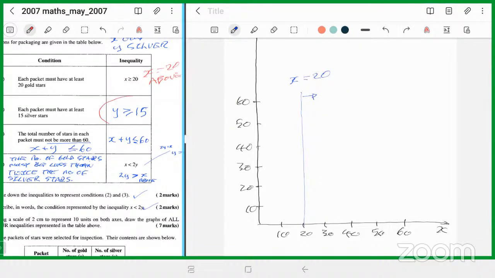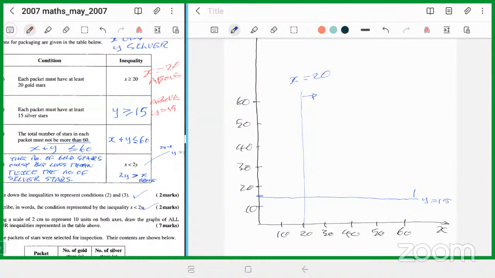Yeah, this one is above y equals 15. So this one is above y equals 15. Y equals 15 is a horizontal line passing through 15. This is 10, this is 20. 15 is right here between them. Horizontal line. This is y equals 15.